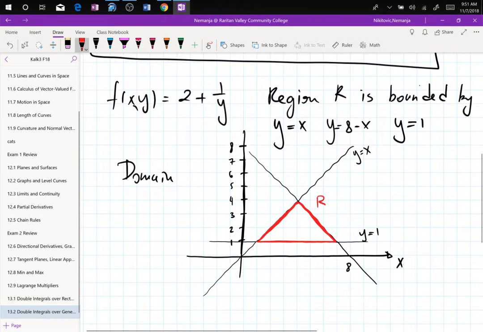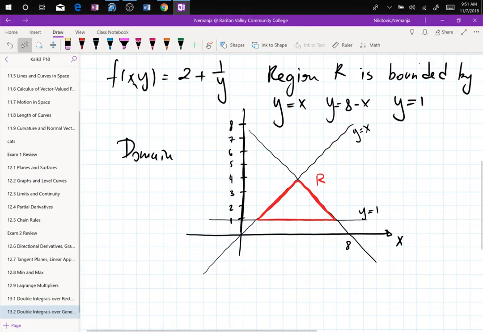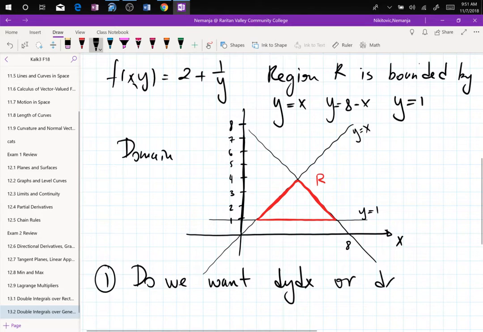All right? You press this triangle, you are getting triangular cookies with a wavy top of a cookie that looks like this, whatever that function is. So, what do I have? Well, we start from first figuring out if we want dx dy or dy dx. That is always your first thing to deal with. So question number 1, do we want dy dx or dx dy?